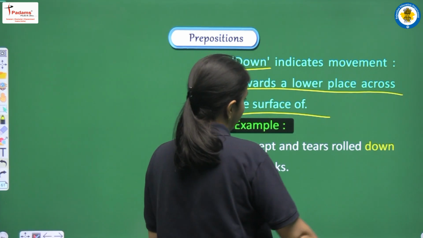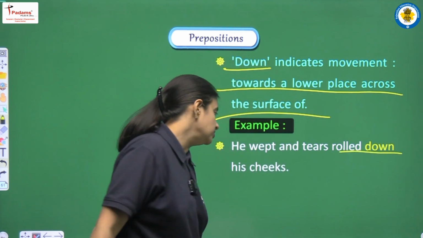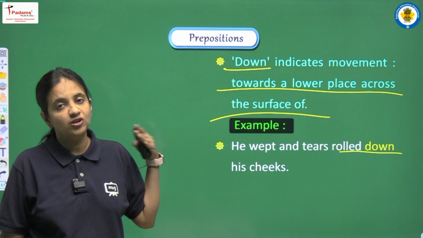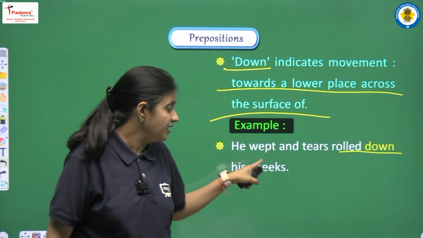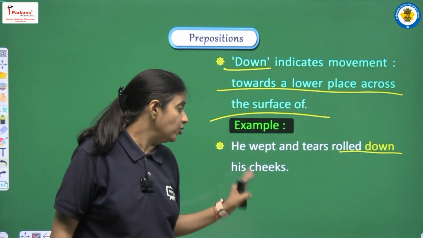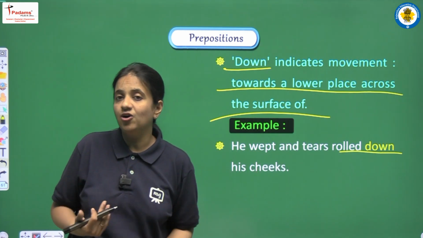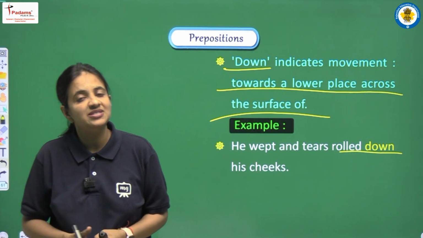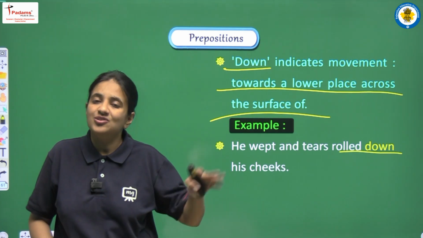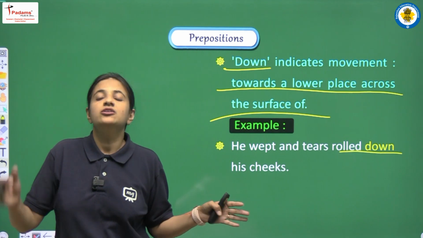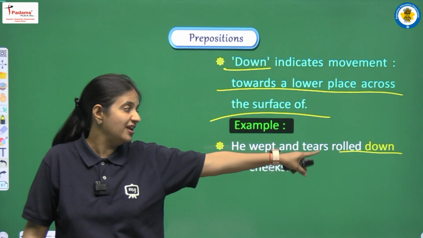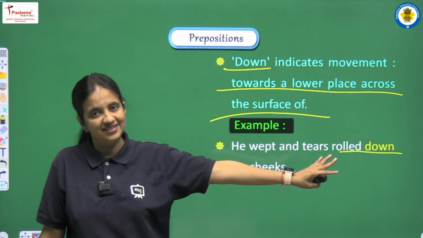He wept and tears rolled down his cheeks. So now we are talking about one person. Because of some reason that person wept, and because of that tears rolled down his cheeks. Okay, so obviously down, because the eyes, tears come from the eyes, and the cheeks are below the eyes. So now we are having the movement towards the lower side from the higher side, and this is the reason we are having down here in this sentence. Clear?